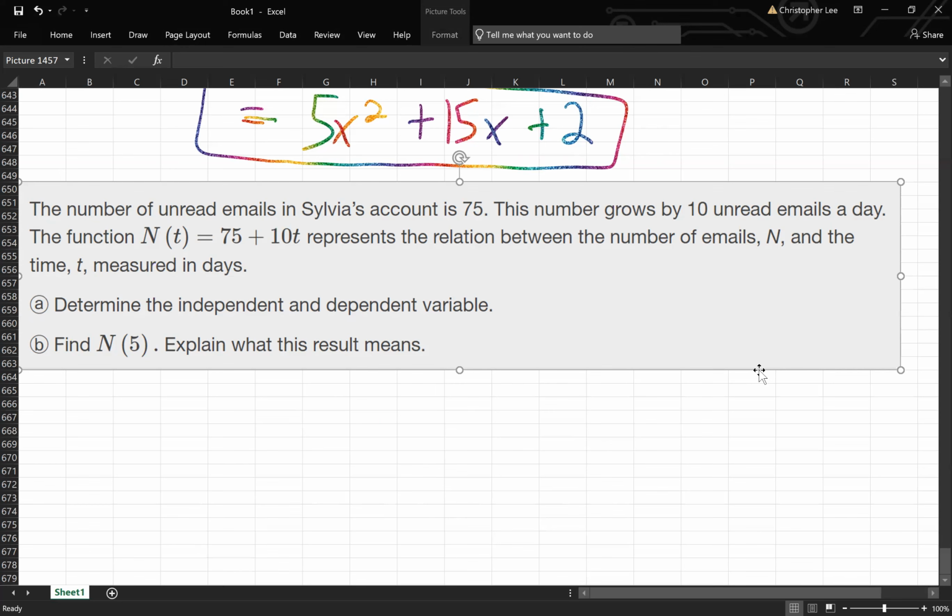The number of unread emails in Sylvia's account is 75. This number grows by 10 unread emails a day. The function n of t is equal to 75 plus 10t, where this represents the relation between the number of emails, which is n, and the time t in days. Part A says determine the independent and the dependent variable. Which one was the independent variable again? Is it the x or the y?